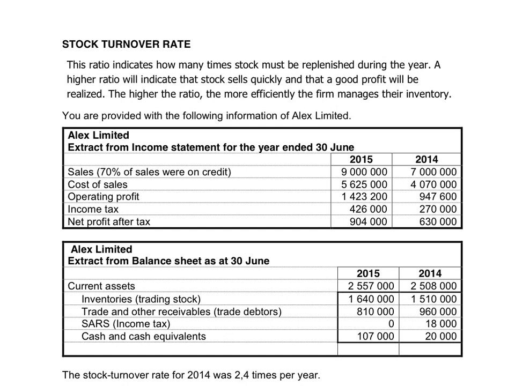You are provided with information from Alex Limited, and we have to work out what the stock turnover rate is. So to calculate the stock turnover rate, we need cost of sales and we need the average trading stock. So we will have to look at the cost of sales and we will have to look at inventory. Then they tell us that the stock turnover rate for 2014 was 2.4 times per year, so we don't have to calculate it for 2014.